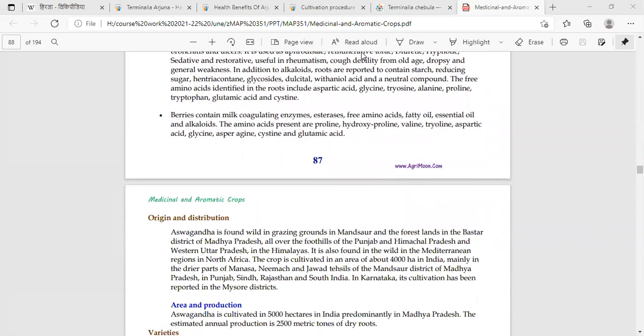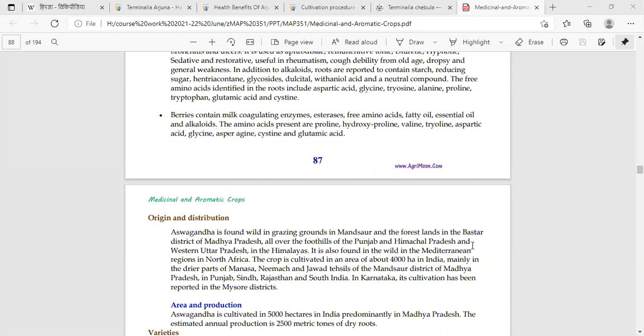So the origin and distribution: ashwagandha is found wild in the grazing grounds in Mandsaur, which is located in MP, Madhya Pradesh, and the forest land in the Bastar district of Madhya Pradesh. So the main origin of this plant ashwagandha is in MP. So all over the foothills of Punjab, then Himachal Pradesh and western Uttar Pradesh, then the Himalaya range. It's found wild in the Mediterranean regions of North Africa.